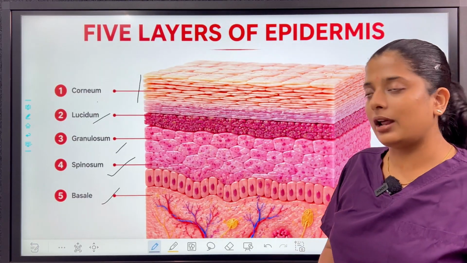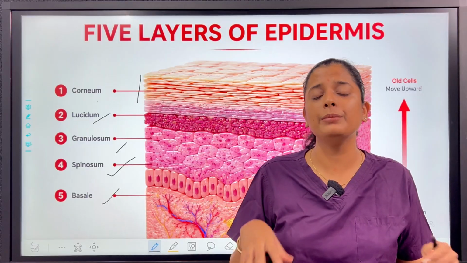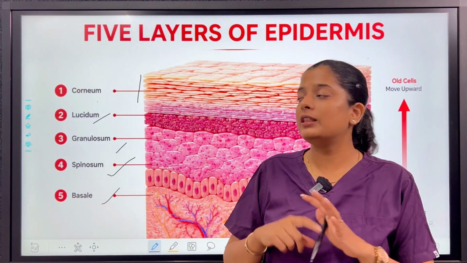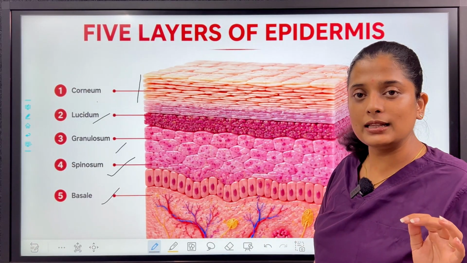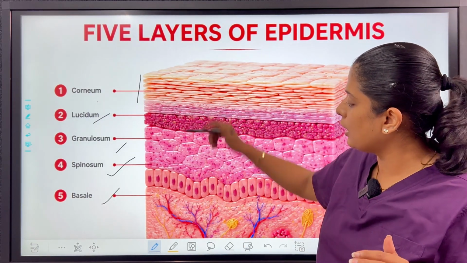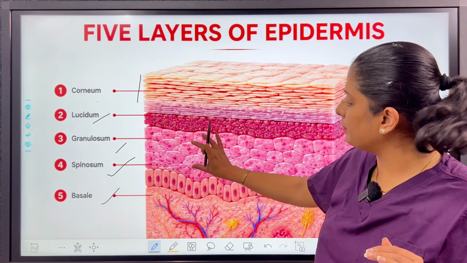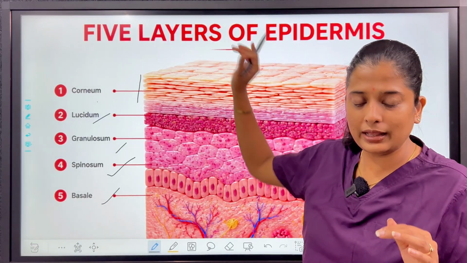Now, next comes the granulosum and spinosum. These make up the major part of the epidermis layer. Here, there are different kinds of cells. Can you see the shape? Different shapes of cells. These shapes and sizes of the cells change from base to top. Can you see? They are in a cuboidal form, then they become rectangular, then thinner, and it keeps on moving that way.